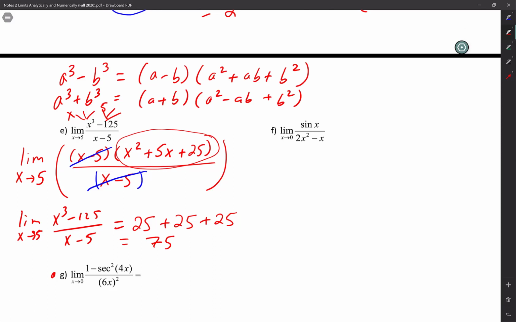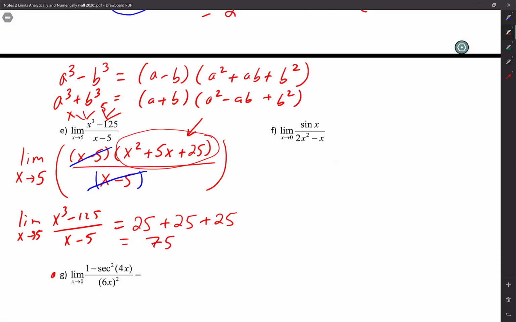Wait, Tom, I thought you canceled out the x minus 5. I did cancel. Oh yeah, no, I did cancel them out. When I canceled out the x minus 5s, all I had left was this expression, and that expression's in the top. Oh, okay, okay. You know what I mean?